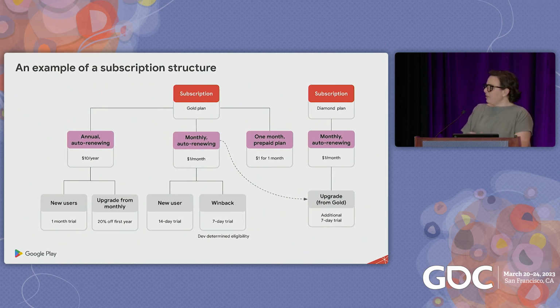But also the beauty of this model is that you can think about the different offers you can have and how they actually relate between the different plans. So let's say you want to entice a user to move from your monthly plan to an annual auto-renewing subscription, and you can give that with a 20% off for the first year to help convert that user.